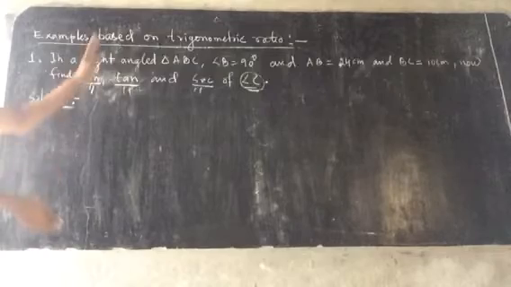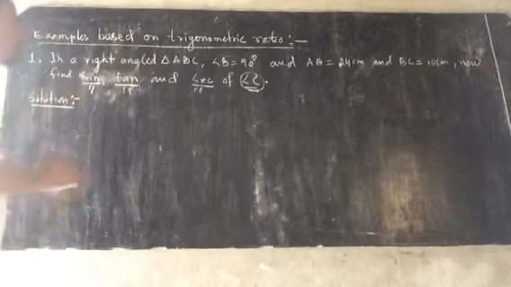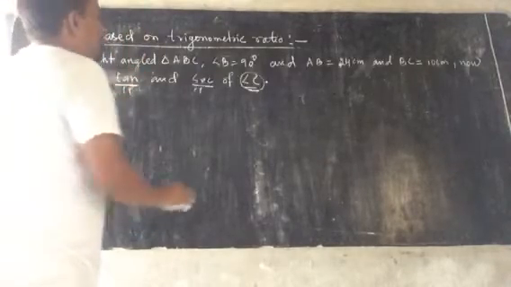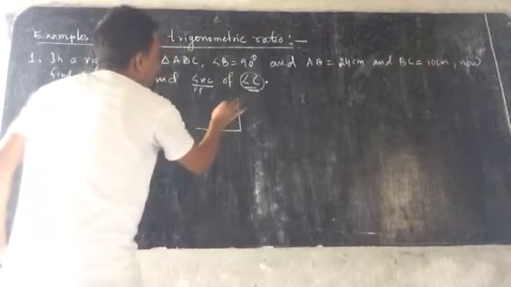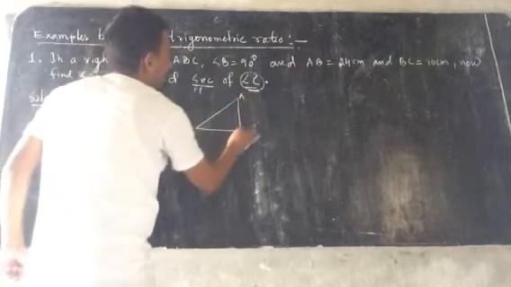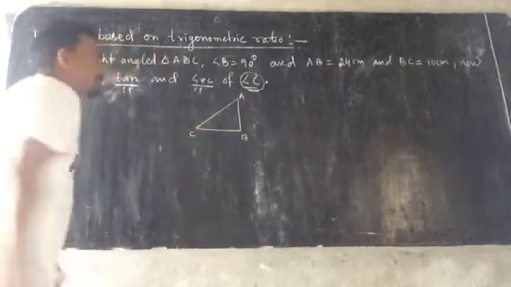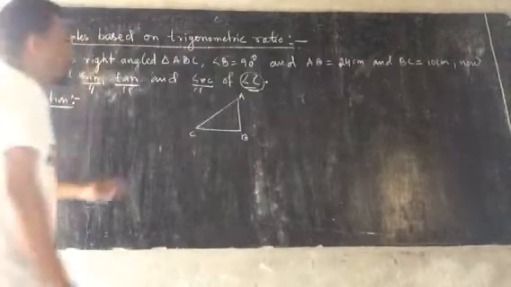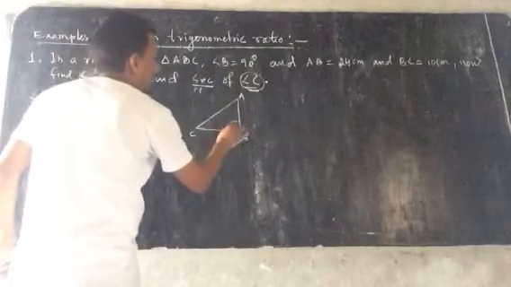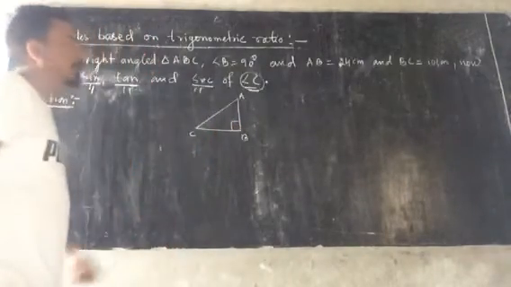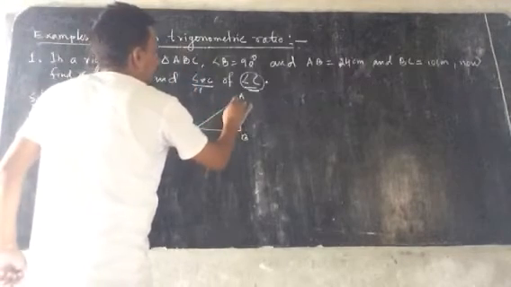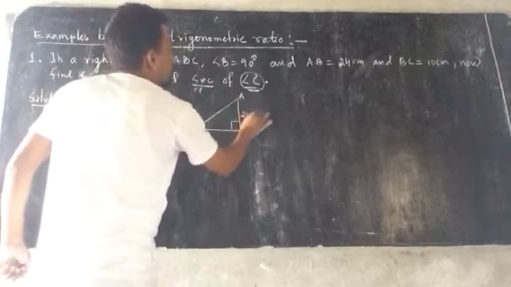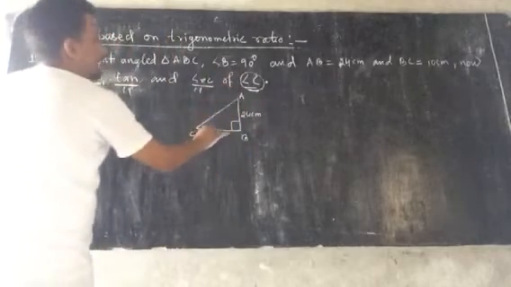By using the trigonometric ratio, you see here, a right angle triangle ABC. Let me draw one right angle triangle ABC, in which angle B is 90 degrees. AB is 24 centimeter, and BC is 10 centimeter.